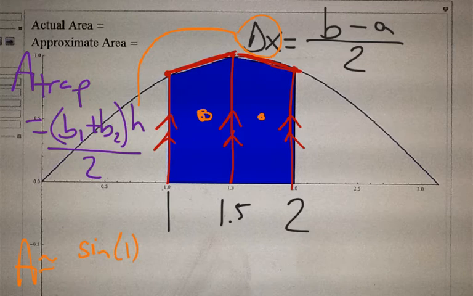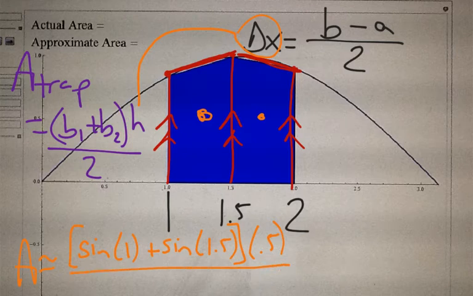And once we evaluate the sine function at 1, then we need to evaluate the sine function at 1.5, and once we do that, there's our two bases. And then the height, again, as we said, that's going to be delta x, that's 0.5, and then we'll have to divide that by 2.